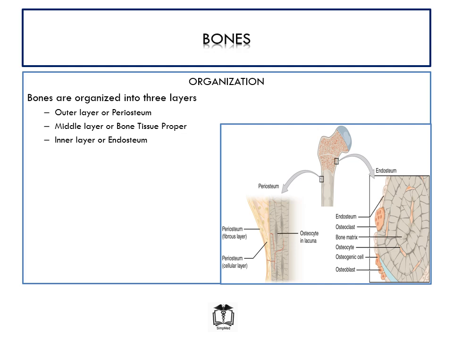So you can see a picture of those layers. You can see the periosteum here. We can see the endosteum present within the image shown here, and then in between those two layers we have the middle layer, or the bone tissue proper.